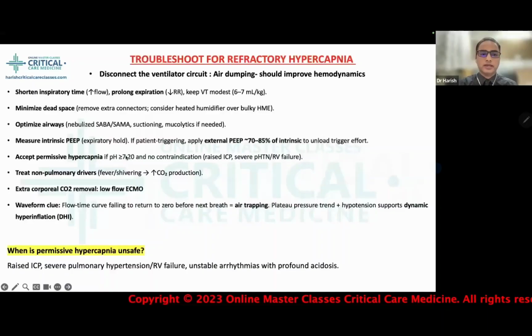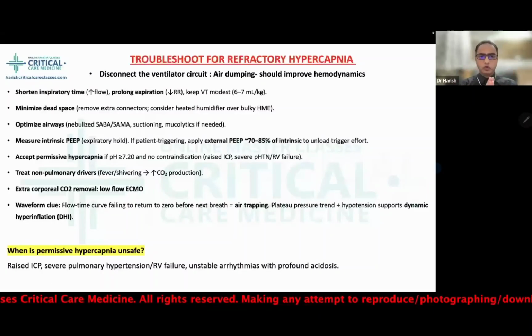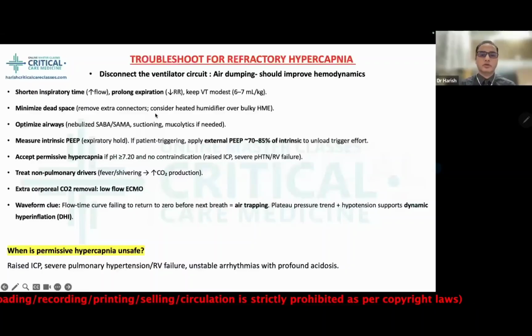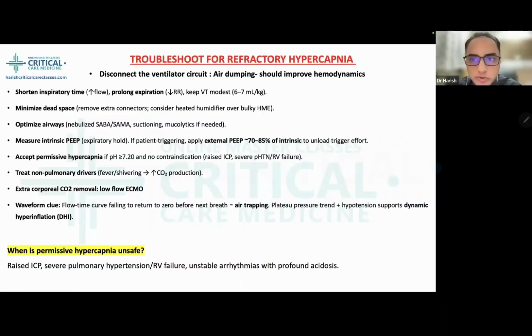Okay, so basically he is having a hemodynamic compromise because of auto PEEP. There is an increase in intrathoracic pressure, so it reduces the venous return to the right side. Whenever there is a reduction in venous return, that reduces the cardiac output, so there is compromised blood pressure. So disconnect the ventilator circuit, which we call air dumping, and it should improve the hemodynamics. Once you disconnect the ventilator circuit, whatever auto PEEP is there is going to get relief transiently, so that his cardiac output will improve, his hemodynamics should improve.